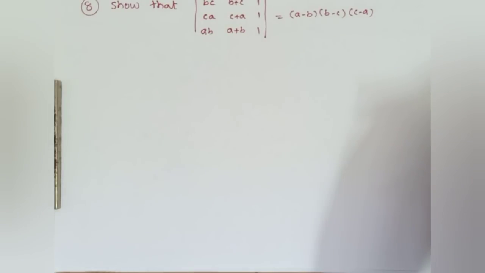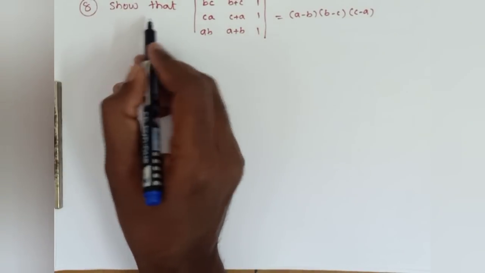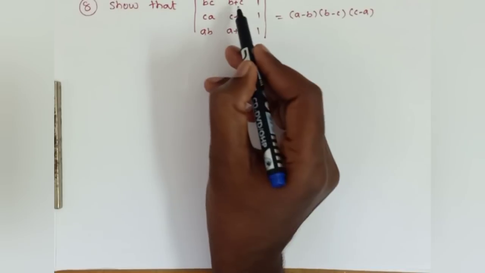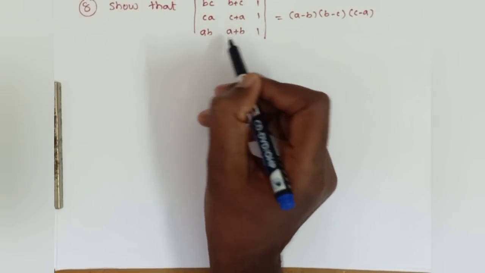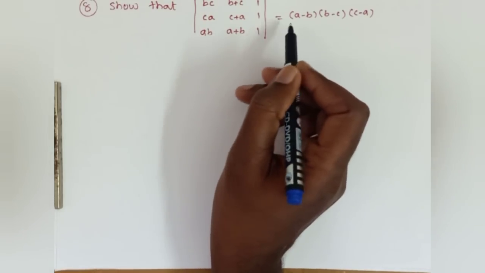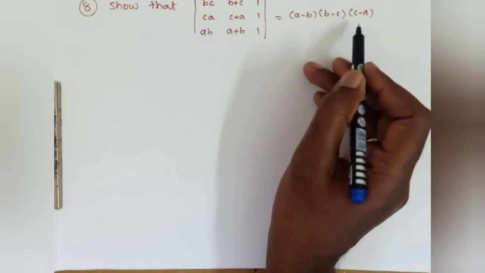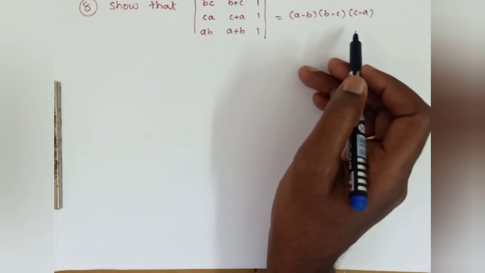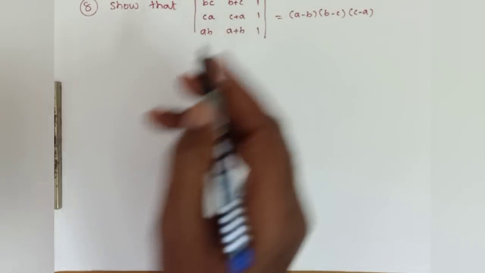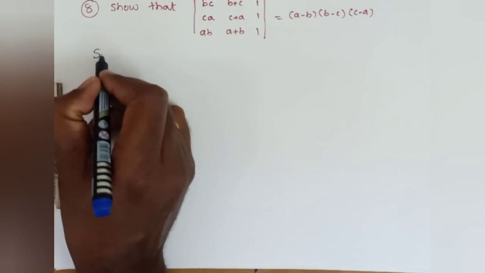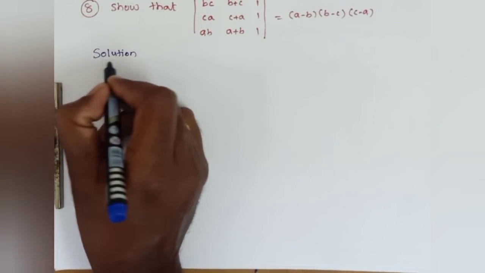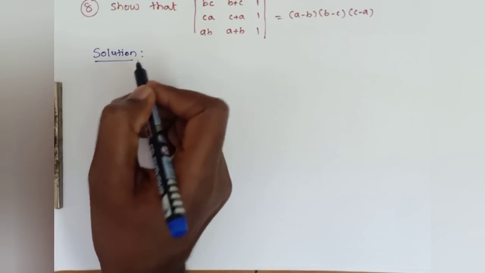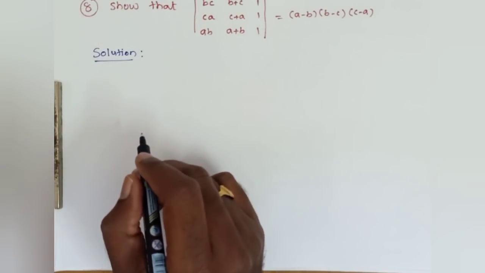So let's see problem number 8. Show that the determinant of BC, B plus C, 1; CA, C plus A, 1; AB, A plus B, 1 is A minus B into B minus C into C minus A. Right, so you can expand this determinant using the definition, or you can apply some row operations or column operations to get an easier calculation.